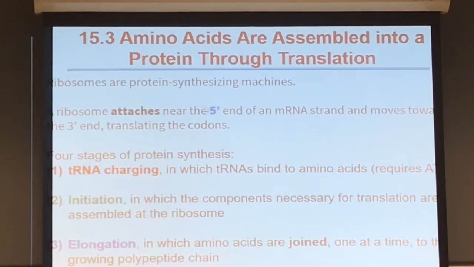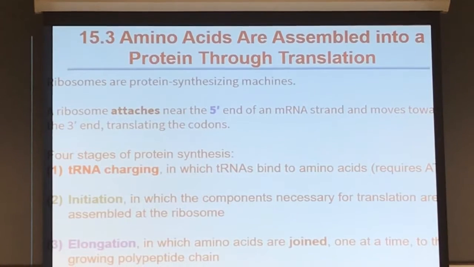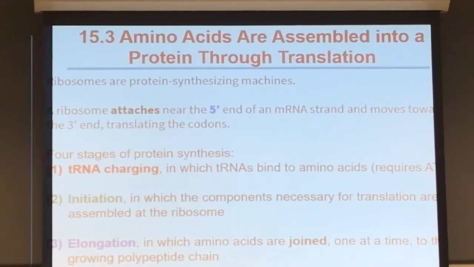So amino acids are assembled into proteins. We know that ribosomes are protein synthesizing machines because that's where protein synthesis happens. A ribosome usually attaches at the 5' end of an mRNA, but even though it attaches at the 5' end, it slides through. It doesn't really start adding amino acids until it sees the start codon, which is AUG.